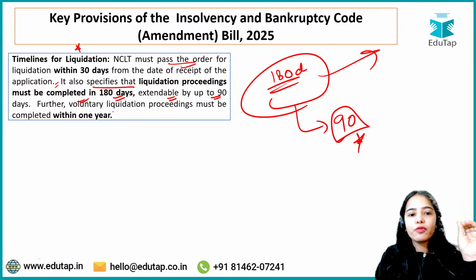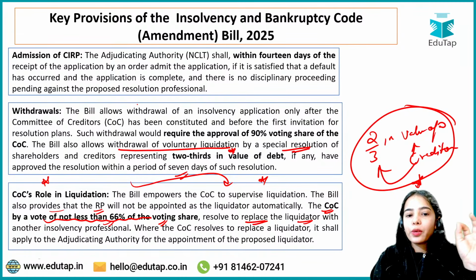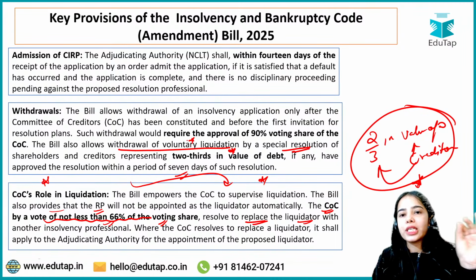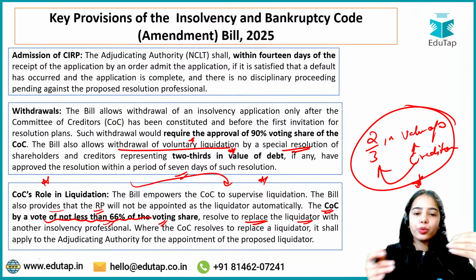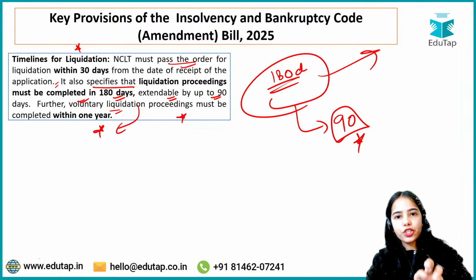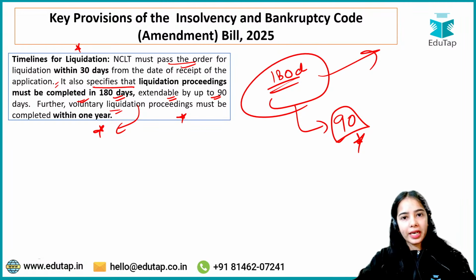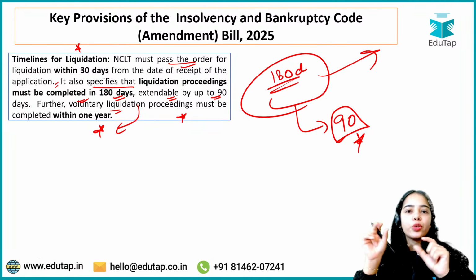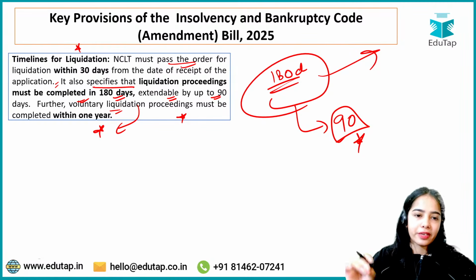Further, voluntary liquidation proceedings must be completed within 1 year, and if there is withdrawal of voluntary liquidation, then what will happen? The withdrawal of voluntary liquidation is allowed by a special resolution of the shareholders of the company, and two-thirds of the creditors should also approve it within 7 days. Okay, then only the withdrawal of voluntary liquidation can happen.